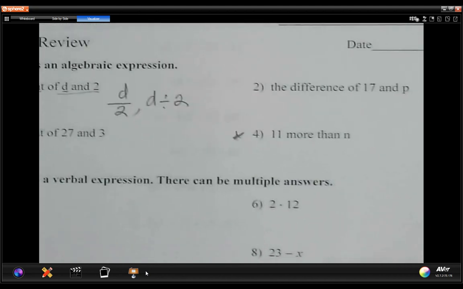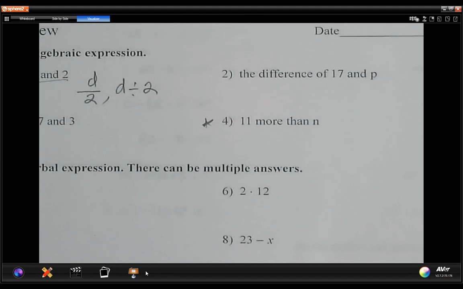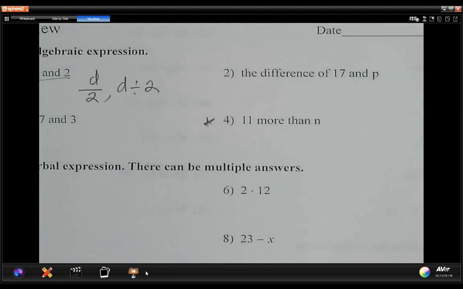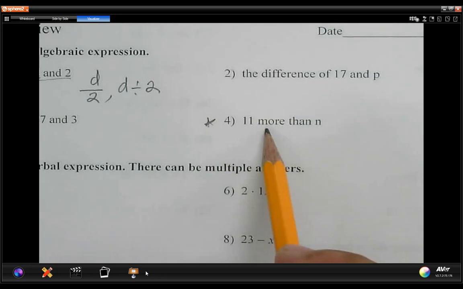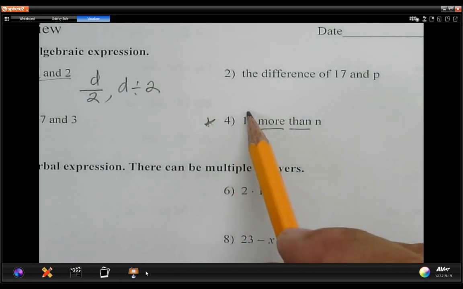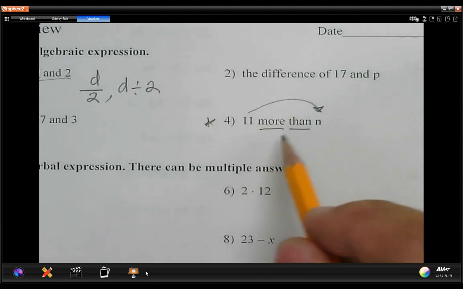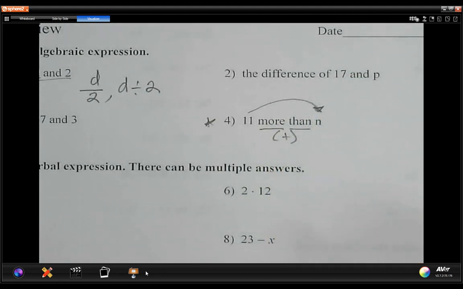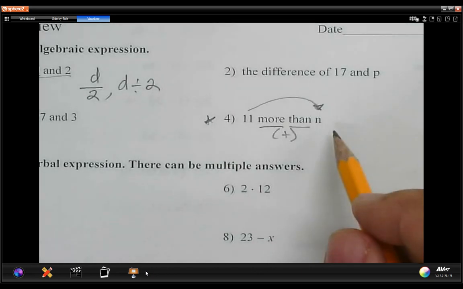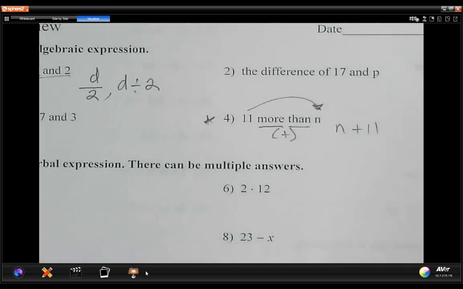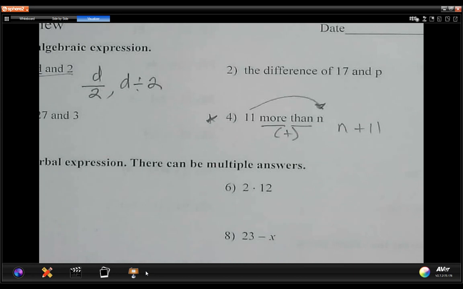Let's look at number 4 as well, because this has been a point of confusion. It says 11 more than n. So when you see more than like that, then that tells you that this needs to go to the end, okay? So more than indicates addition. So the way we would actually write this is n plus 11. Now, because of the commutative property, that could also be 11 plus n, and it would still be true.